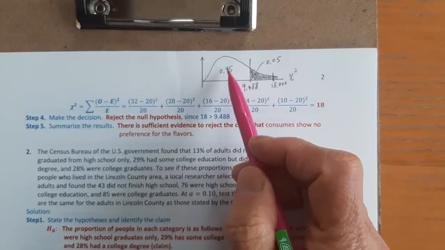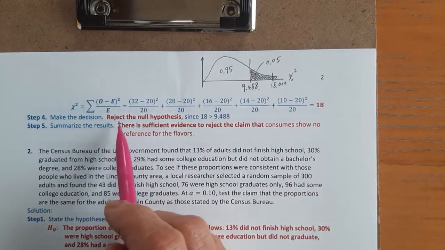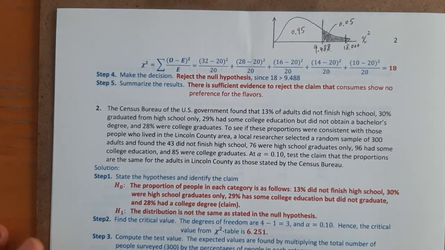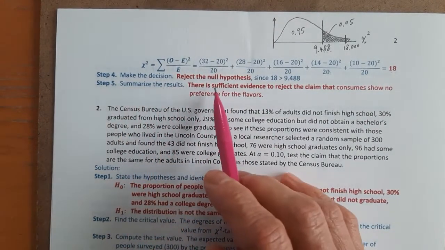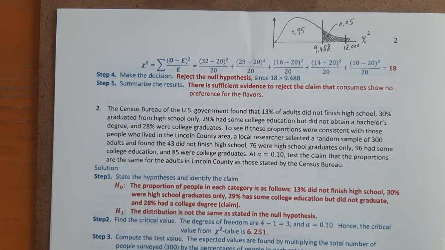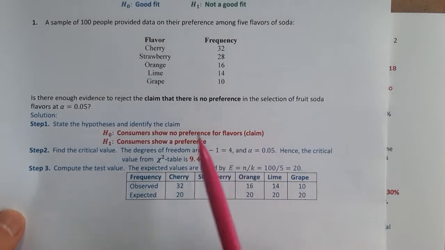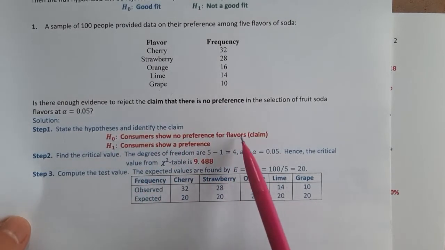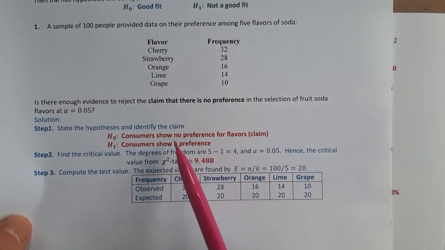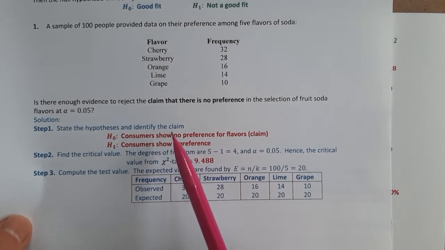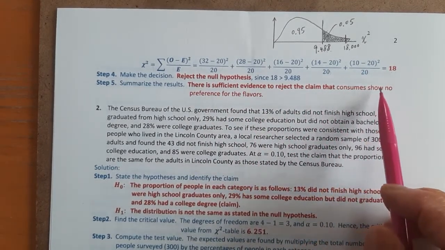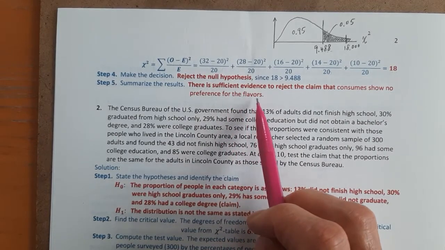So we reject H0 and support H1. Step 4, make a decision: reject H0. Step 5, support H1, and summarize the result. The claim is that there is no preference, so H0 is the claim. Since we reject H0, there is sufficient sample evidence to reject the claim. So there is sufficient evidence to reject the claim that consumers show no preference for the flavors.